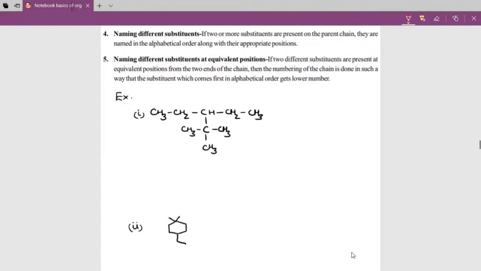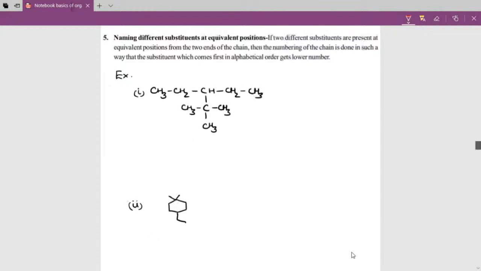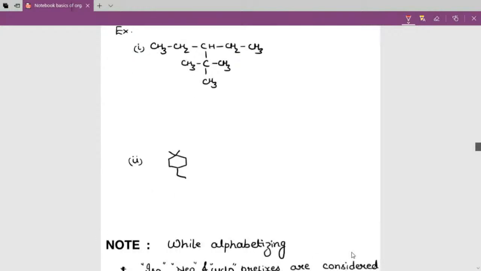Moving to next, naming different substituents at equivalent positions. If two different substituents are present at equivalent positions from the two ends of the chain, the numbering of the chain is done in such a way that the substituent which comes first in alphabetical order gets the lower number. So what does it mean? I'll exemplify it with this.